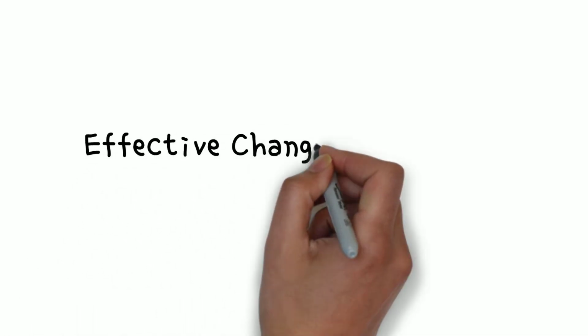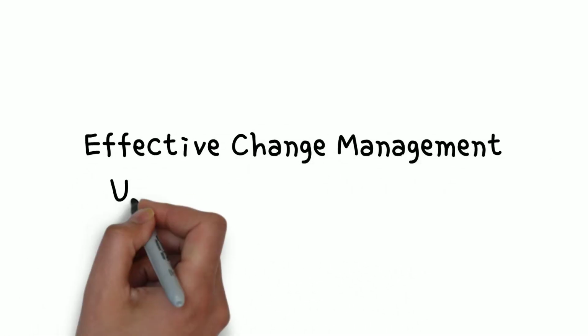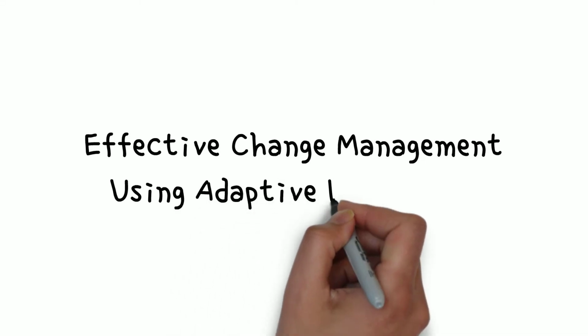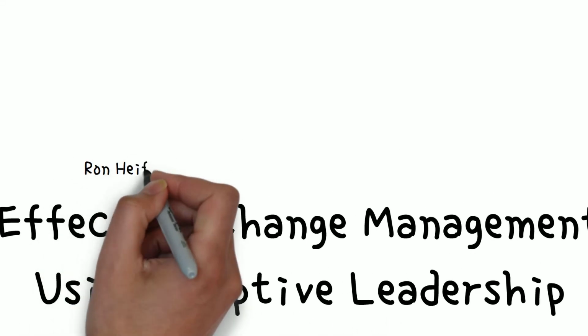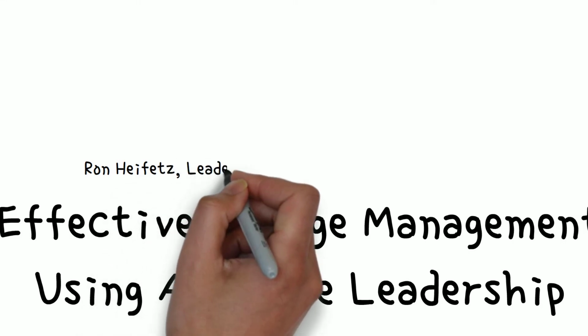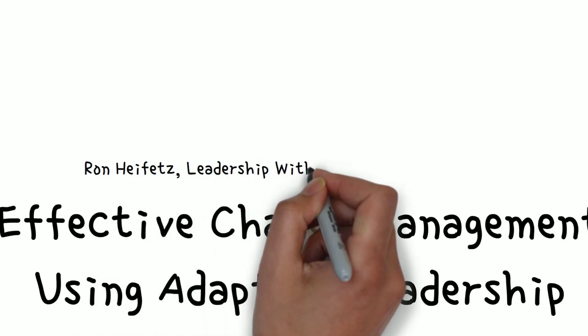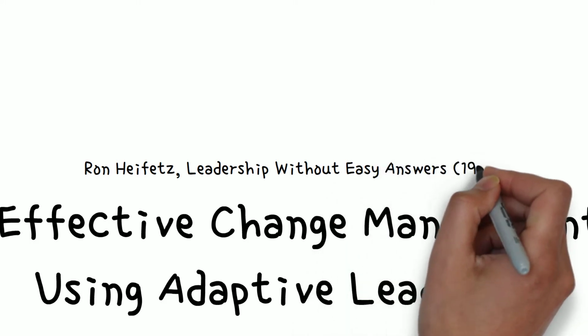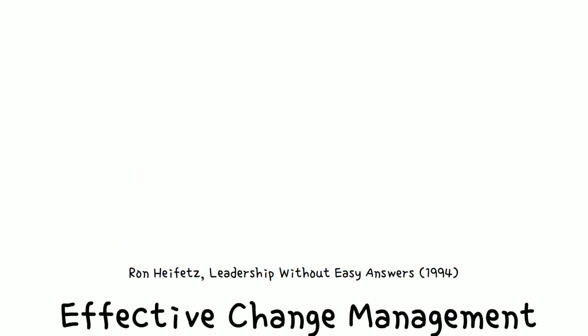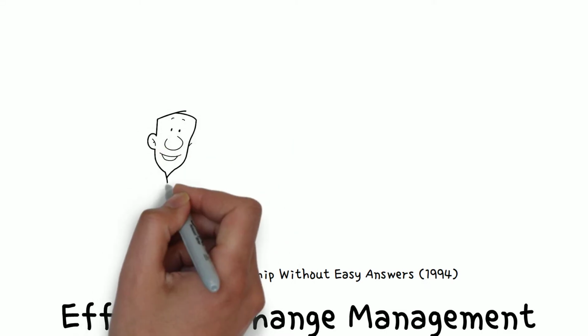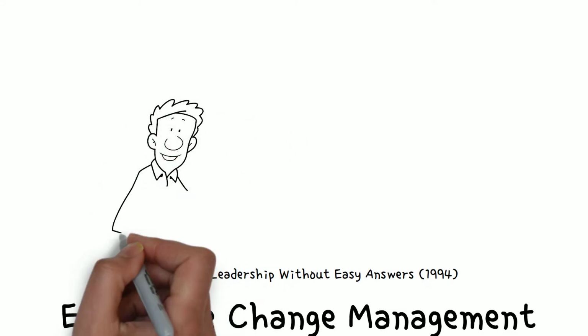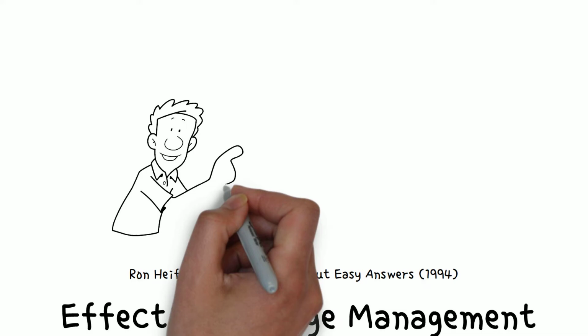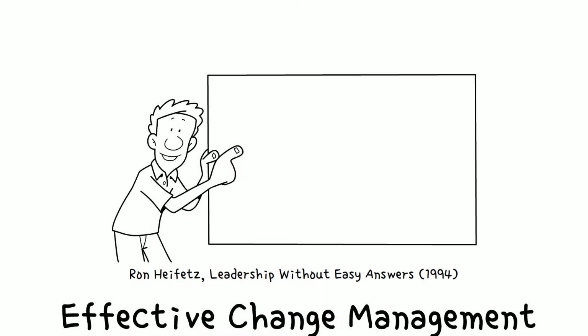Effective change management using adaptive leadership. The term adaptive leadership was coined by Harvard University professor Ron Heifetz in his 1994 book, Leadership Without Easy Answers. The theory of adaptive leadership addresses the strategic question of how to lead people through change. Ron Heifetz set out 5 strategic principles to guide leaders and their teams through this process.